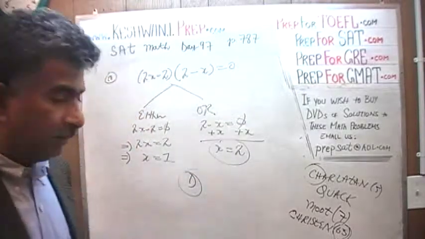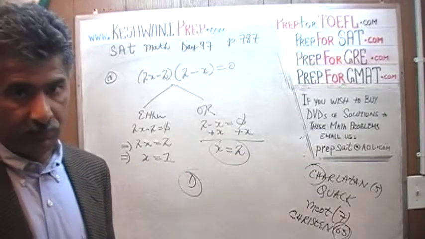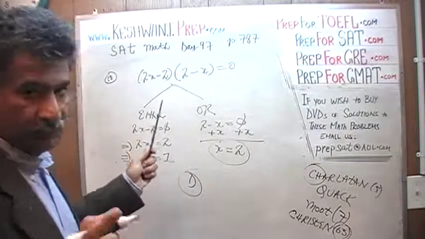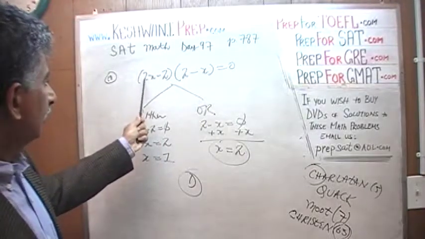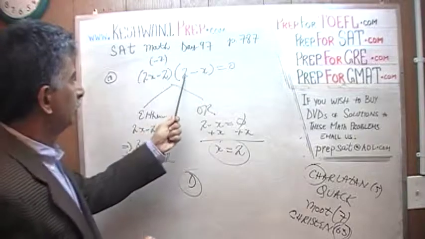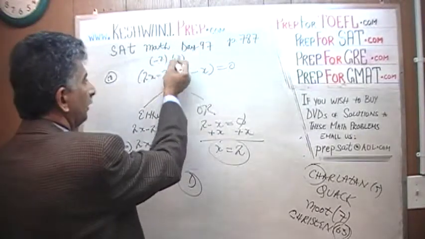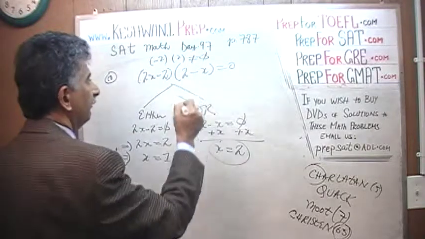x can be either 1 or 2, but x cannot be 0. Answer choice E says 0, 1 and 2. x cannot be 0. As you can clearly see here, watch what happens. If x happens to be 0, 2 times 0 would be 0, and here we'll end up with negative 2. And here 2 minus 0 would be 2, but negative 2 times 2 does not equal 0.